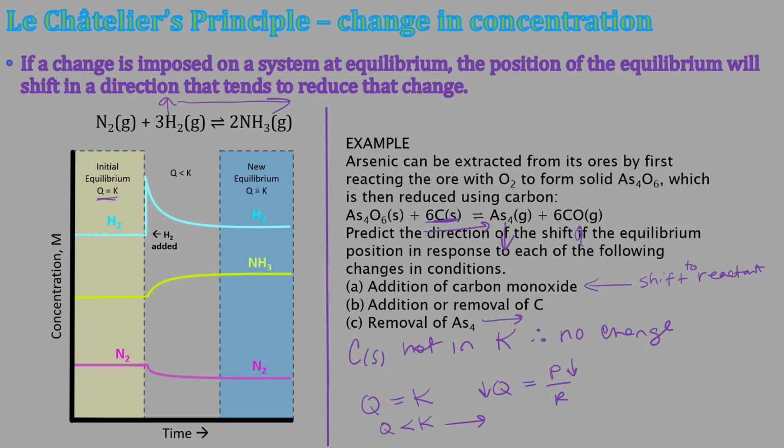So As4 will increase, CO will increase, carbon solid and As4O6 will be consumed in the reaction. But changing the amounts of these solids after equilibrium is established is not going to affect the equilibrium of the reaction. It won't change it. It'll still be at equilibrium.